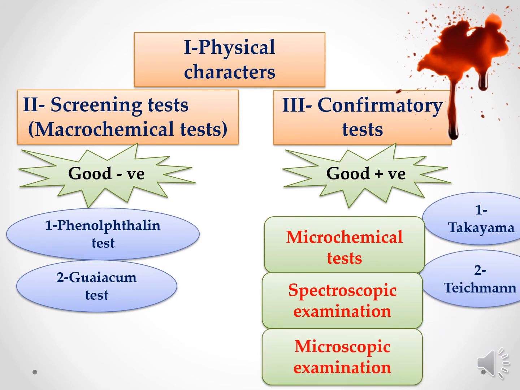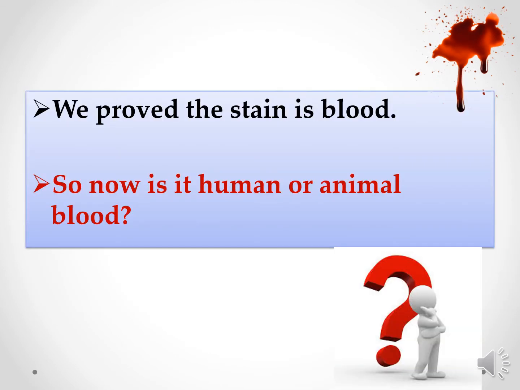Number 1, microchemical, Takayama and Tishman. Number 2, spectroscopic examination. Number 3, microscopic examination. Again, physical character, color and solubility. Number 2, screening test, good negative, phenolphthalein and guaiacum. Confirmatory test, good positive, either microchemical tests, Takayama and Tishman, spectroscopic examination, and finally microscopic examination. So we proved the stain is blood. So now, is it human or animal?